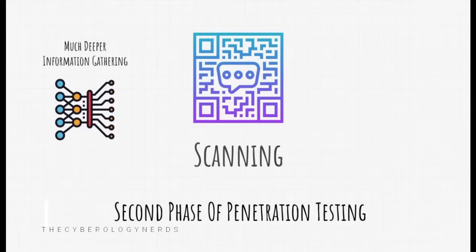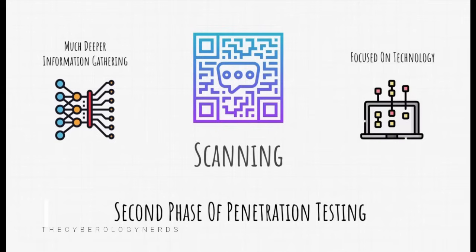And also, while in the first phase we gathered all kinds of information such as emails, phone numbers and a bunch of other things, in scanning we are mainly focused on the technology side. So we want to find out as much as we can about our target's technical aspect. We're going to talk in just a second about what exactly we are looking for in this stage and what the goals of this stage are.